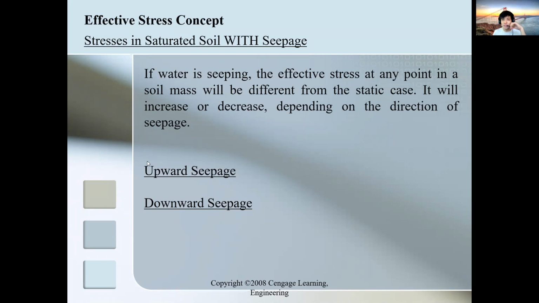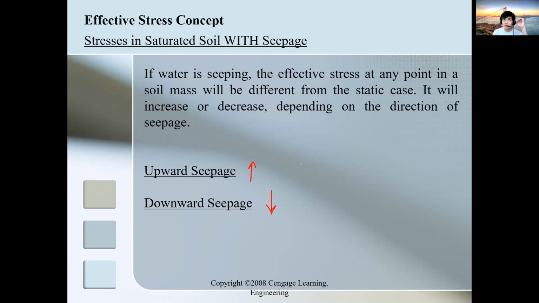In the previous meeting, we discussed the stresses without the flow of water, meaning the water is just in static condition. No movement of water is present in the examples we have solved. This time we'll be introducing a flow of water. It will be upward seepage or downward seepage. Obviously upward, the movement of water is going up, and the other one is downwards.